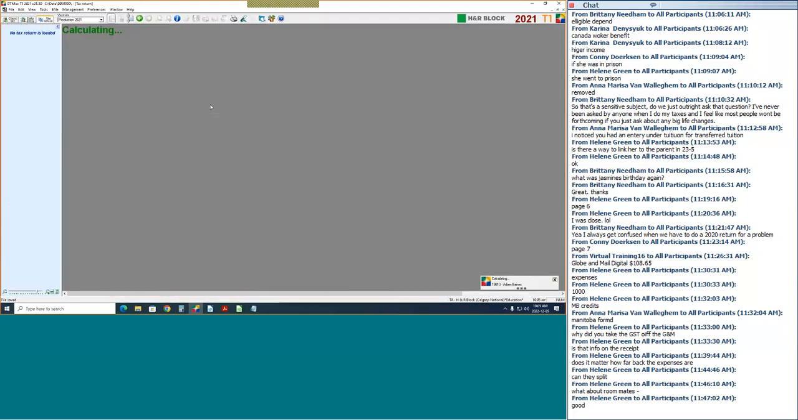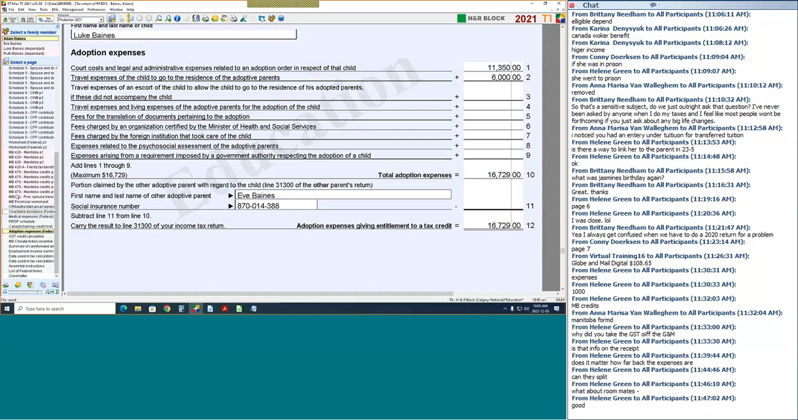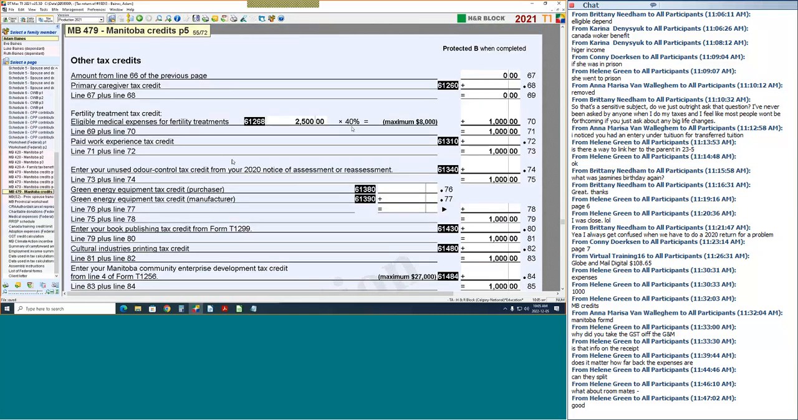And then if I go to the tax return, I should now have an MB479 for Adam, and I'm going to have fertility, and it'll be 40%, and in this case, they'll get 1,000. If I want to give it to Eve, I would do the data entry on Eve.